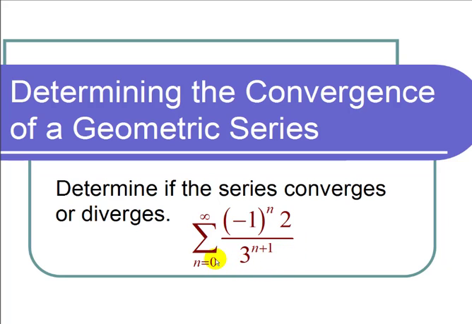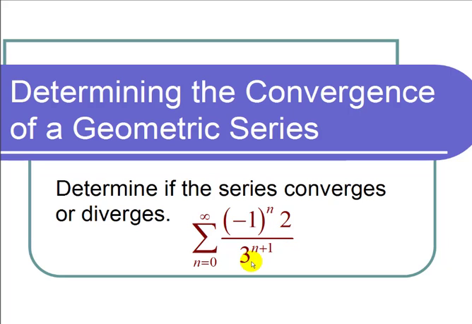With this series, we first try to identify what type of series this is. It may not look exactly like one, but this turns out to be a geometric series. That's because we'll notice that all the constants are raised to the power of n or n plus 1, or just the constant 2 by itself.